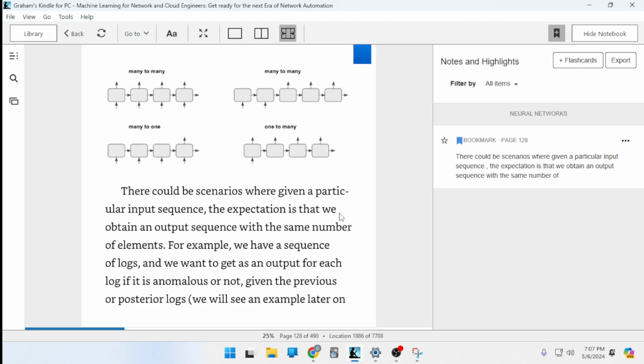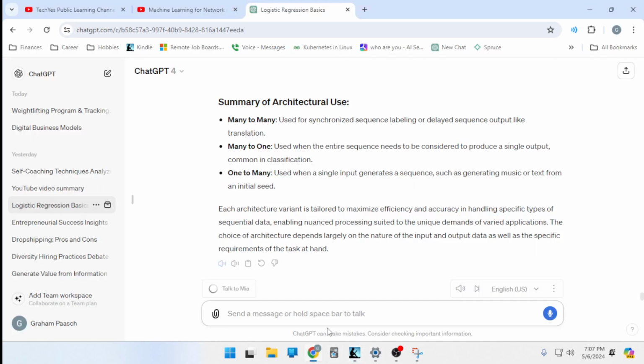Summary of architectural use. Many-to-many, used for synchronized sequence labeling or delayed sequence output like translation. Many-to-one, used when the entire sequence needs to be considered to produce a single output, common in classification. One-to-many, used when a single input generates a sequence, such as generating music or text from an initial seed.